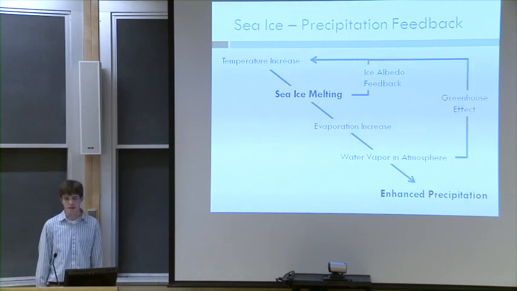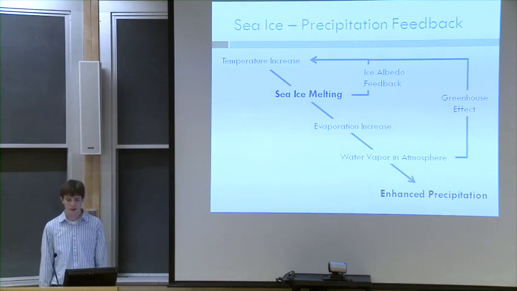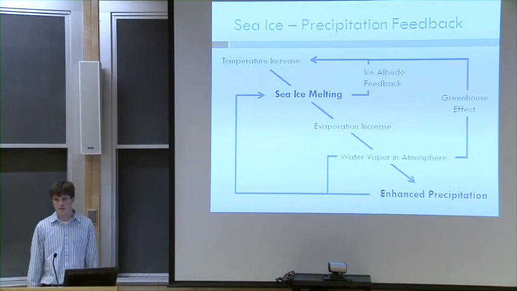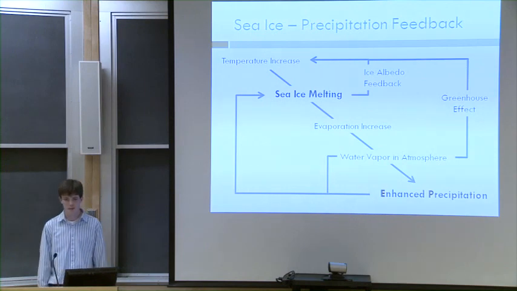Another part is the increased water vapor within the atmosphere. As water vapor, which is a greenhouse gas, increases, the greenhouse effect is increased, warming the earth even more. Also, precipitation and other water vapor phenomena, such as fog in the atmosphere, are another cause of sea ice melting, thus further enhancing this process even more.